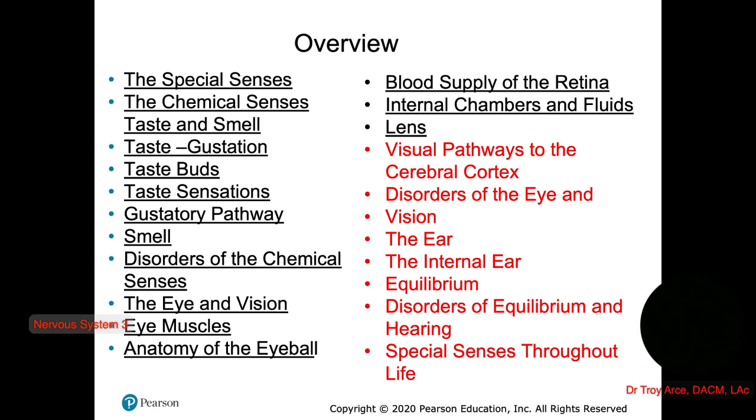We talked about the eye and vision, eye muscles, the anatomy of the eyeball, and also we got into blood supply of the retina, the internal chambers and fluids, and lens. This lecture is going to continue on this overview. We'll be discussing the visual pathways to the cerebral cortex, the disorders of the eye and vision, the ear, the external ear and equilibrium goes hand in hand, and the disorders of the equilibrium and hearing, and also what the special senses do as we age.